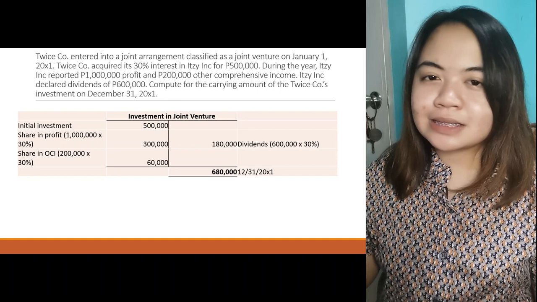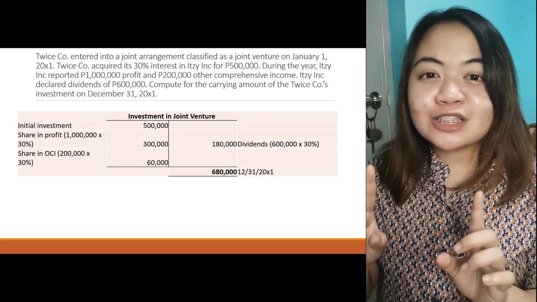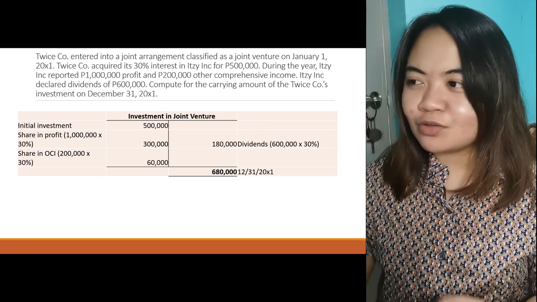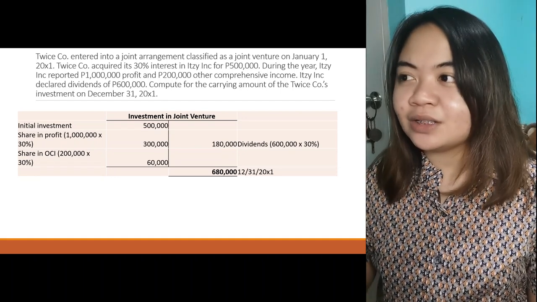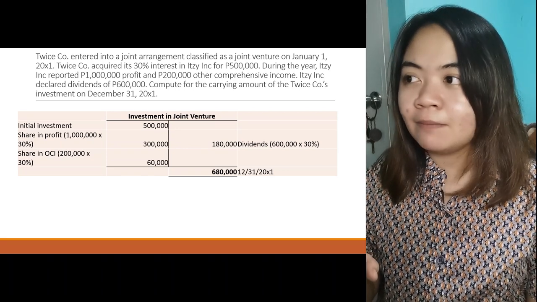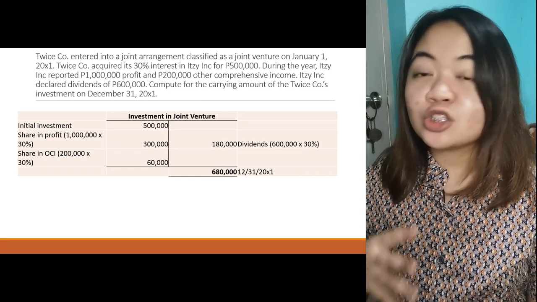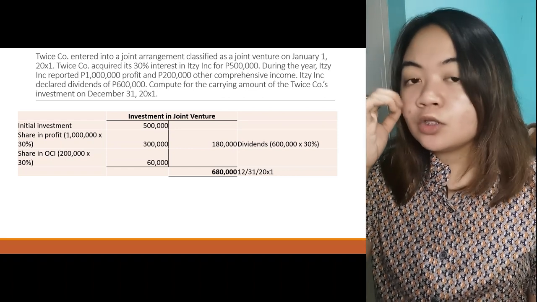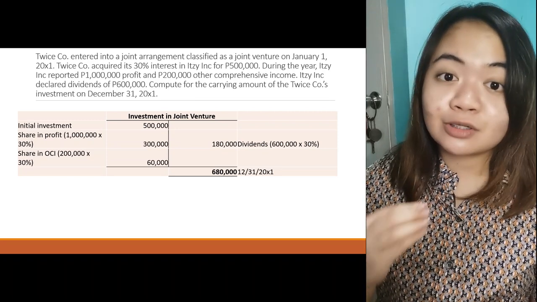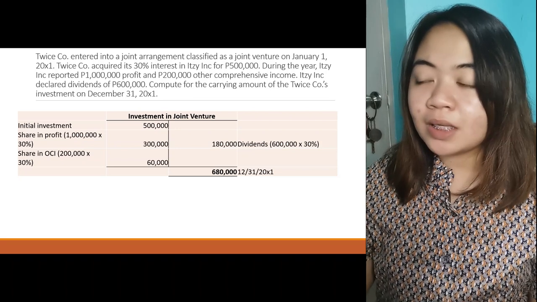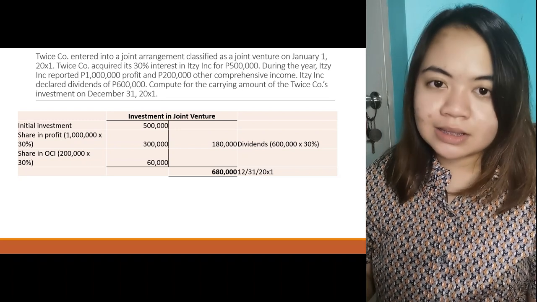So, let's refresh the T account of the investment in associate, the investments that use the equity method. Okay, so dito, investments in joint venture siya. So, debit ka ng initial investment that 500,000, yun yung pinambili niya ng 30% interest kay ITSI Inc. Then, debit ka din ng share sa profit. It's either ang gawin mo is yung total comprehensive income, that's your P&L plus OCI. So, 1.2 million times 30%. If you want it to be detailed, share in the P&L 1 million times 30%, share in the OCI 200,000 times 30%. You'll get 300,000 and 60,000.